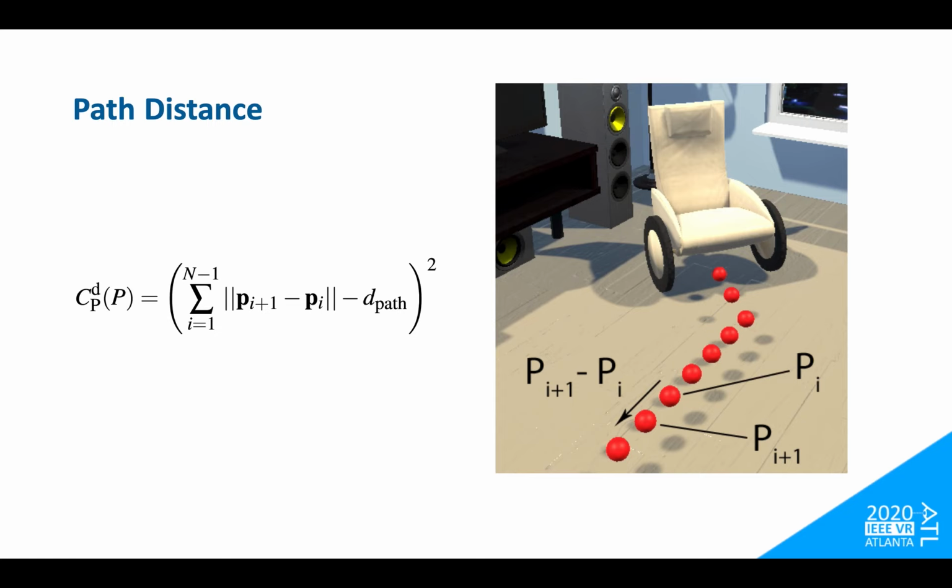As shown in the right figure, the total distance of a path can be calculated by summing up the distance between every two adjacent nodes in the path, p_i and p_i+1.